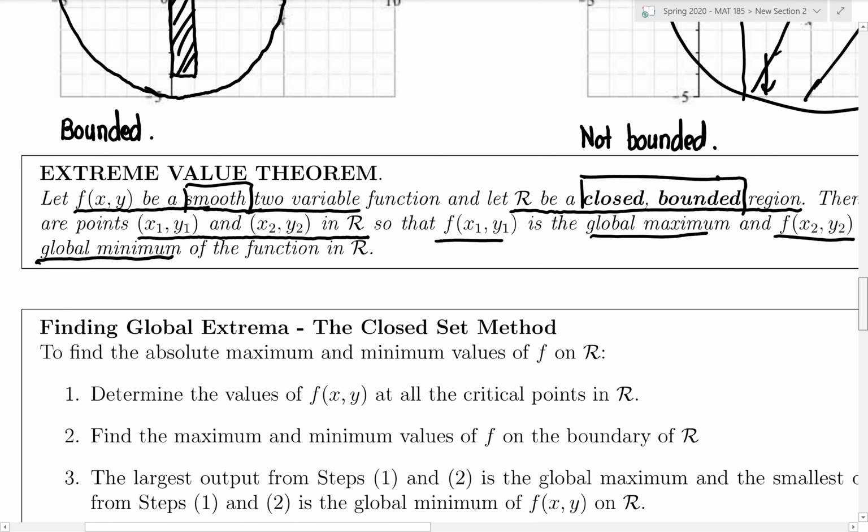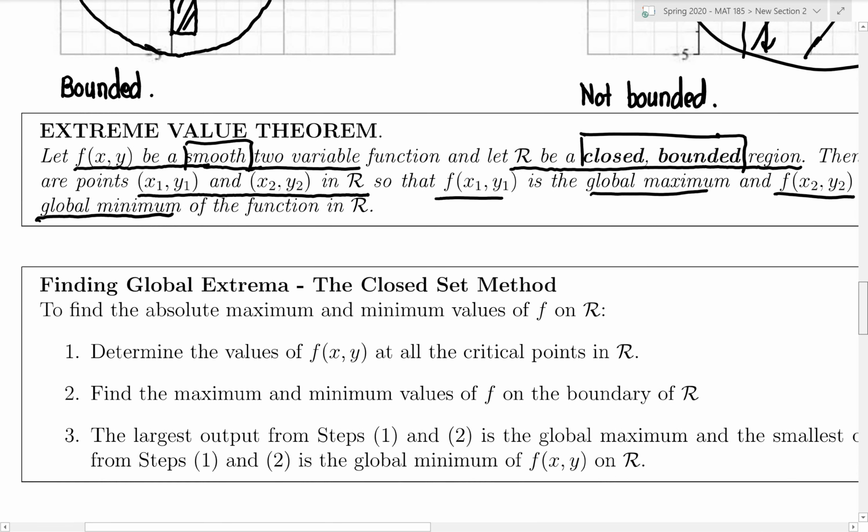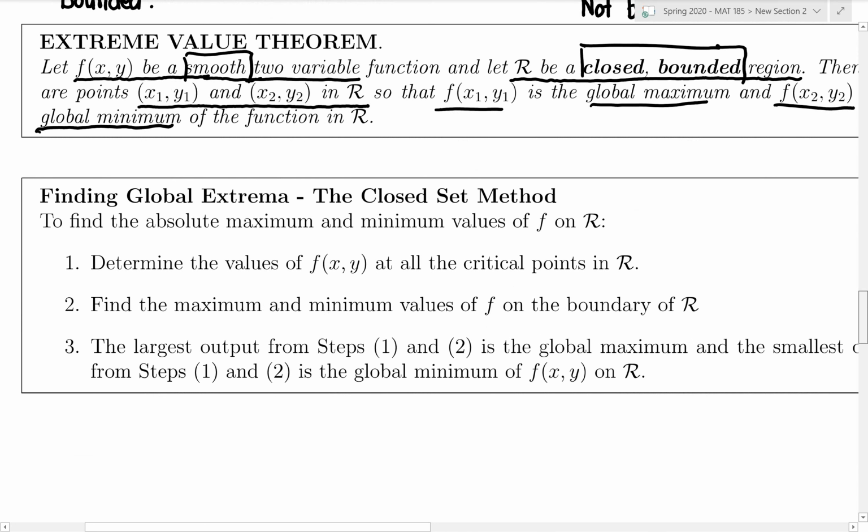All right, so now that we have the statement for the extreme value theorem, we are going to define the closed set method. Again, the idea is going to be the same as for a function of one variable. First, find all the critical points of our function in question and find the values of our function at those critical points.